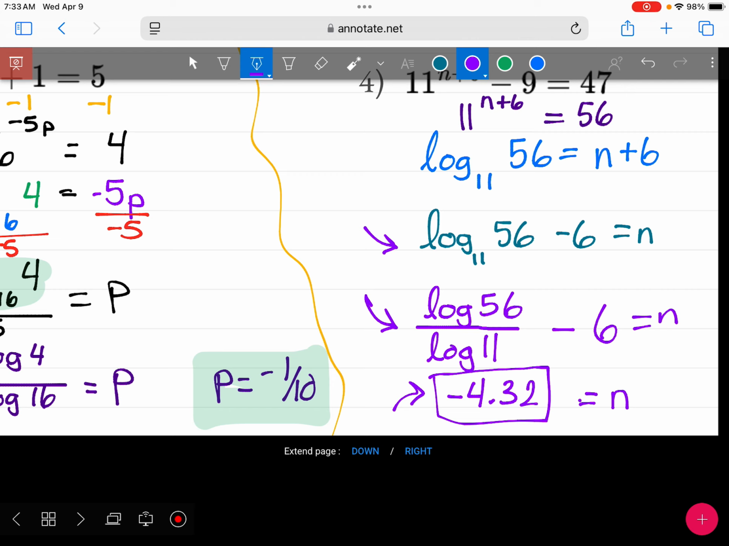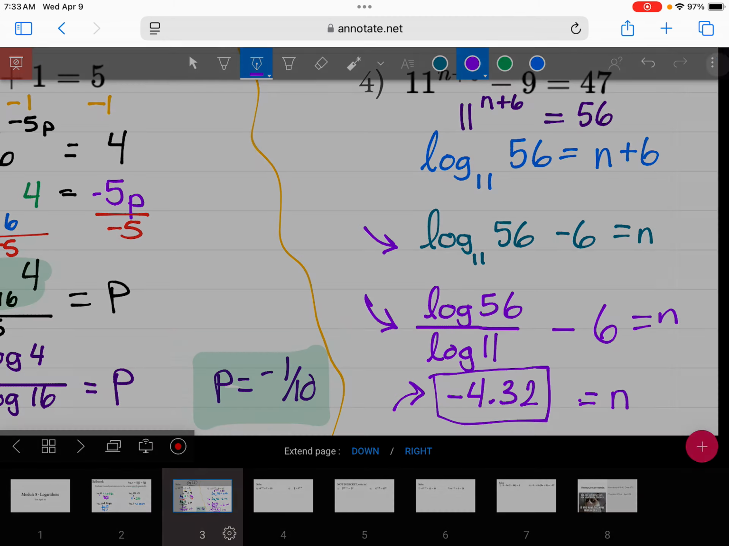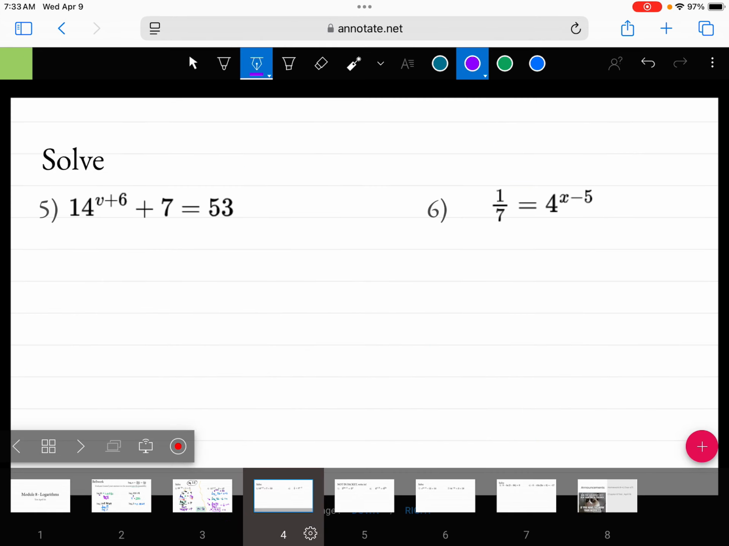Can we sense what the most common mistake that I see on these is? Okay. Questions on these two? Okay.